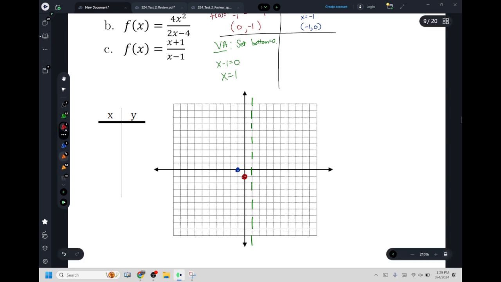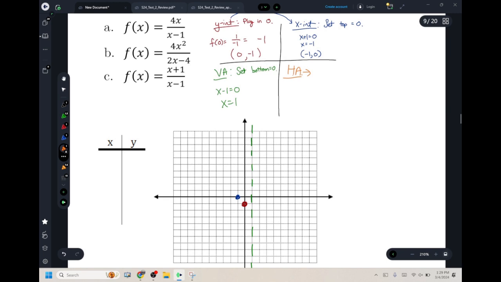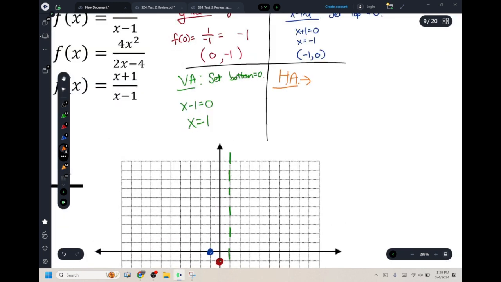And if there's a vertical asymptote, that means there's a horizontal asymptote. And for said horizontal asymptote, we look at the leading coefficients and their degrees. So we've got x divided by x, which is equal to 1 over 1, which means that the horizontal asymptote is y equals 1.